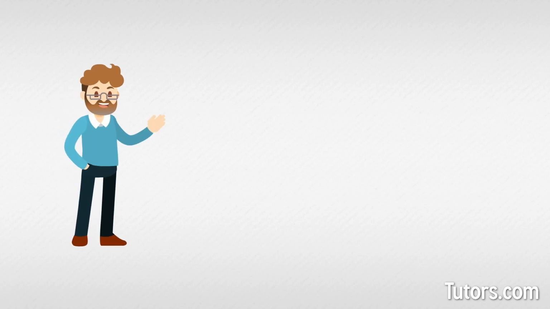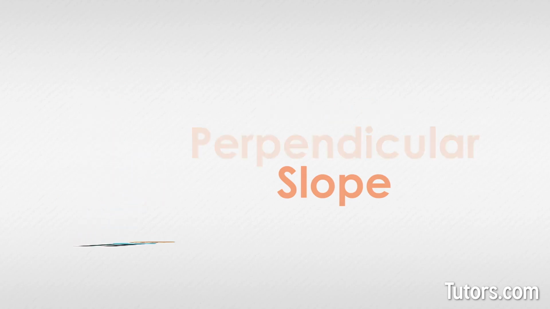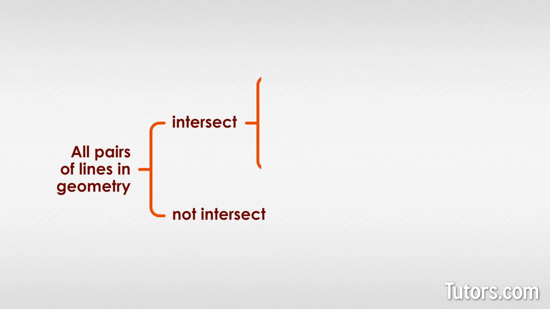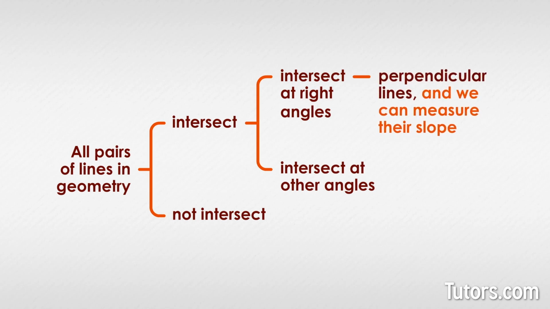In this video, you will learn how to find perpendicular slope. Let's begin. All pairs of lines in geometry must do one of two things: intersect or not intersect. When two lines intersect, they must do one of two things: intersect at right angles or intersect at other angles. When two lines intersect at right angles, they are perpendicular lines, and we can measure their slope.